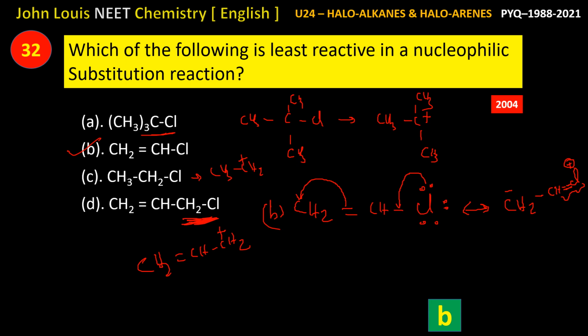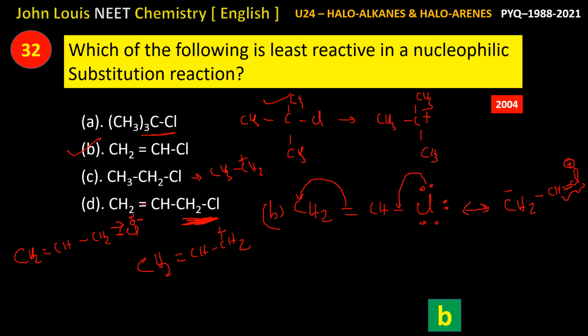Okay, so tertiary can undergo faster and primary can undergo a bit slower than the tertiary. But whereas in option B, there is no easy substitution reaction due to resonance stabilization. So you might ask me, sir, here also there is a double bond, there is chlorine. Why can't it be resonance stabilization here? So here CH2, CH, CH2, Cl. Here chlorine, due to inductive effect, pulls this electron and it becomes partially negative.